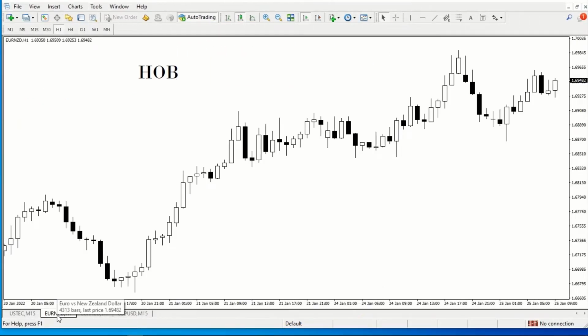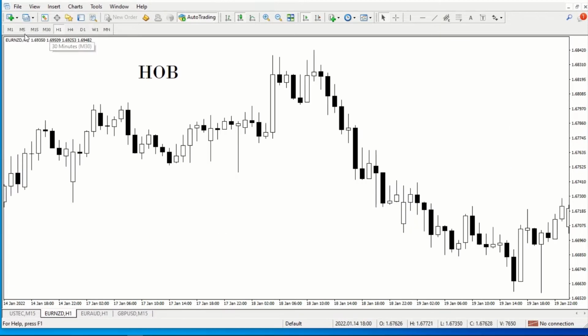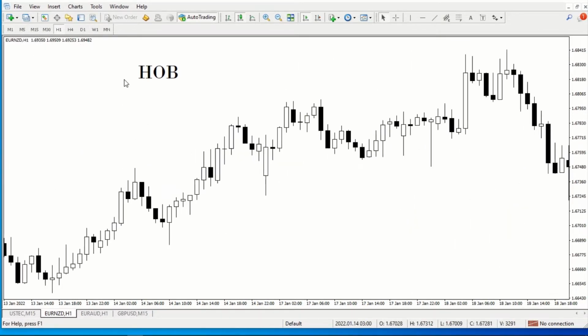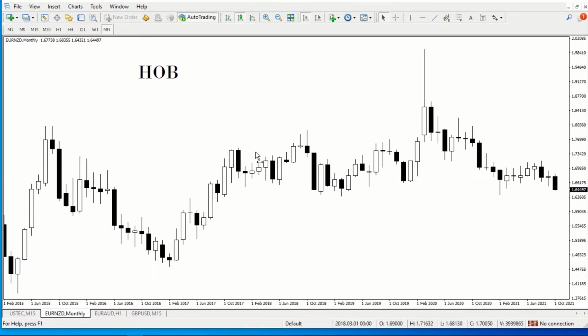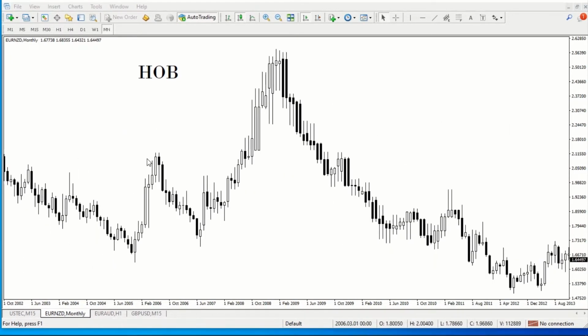This is our Euro New Zealand dollar market, and we are going to start from the bigger time frame. This is our monthly time frame. Not to waste time, let's start from this side of the market. The last bullish candle is our bearish order block here, this very one. So the whole of this zone was our order block zone.